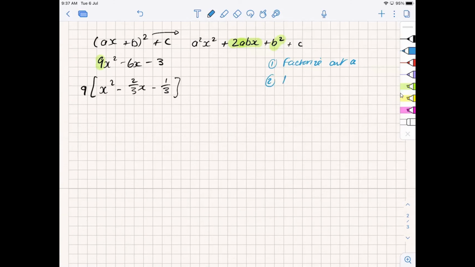Right, the next thing we want to think about is what is half of b? So what is half of b in this situation? What is half of -2/3? -1/3. No. So think about it. If you multiply 1/3 by 2, you won't get -2/3. Well, here's the easy way to do it. Take -2/3 and multiply it by half.